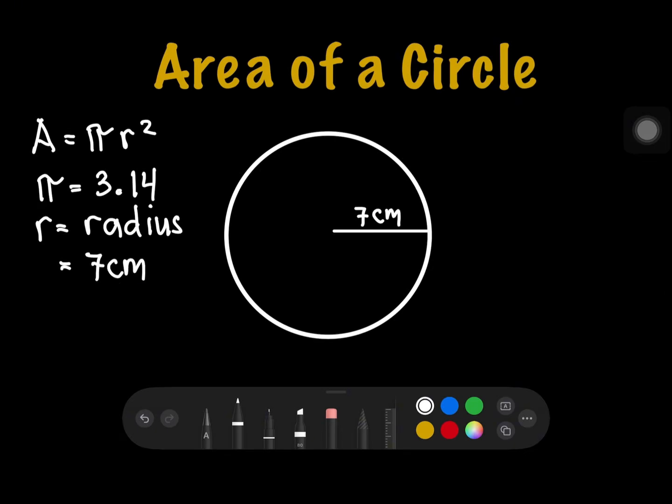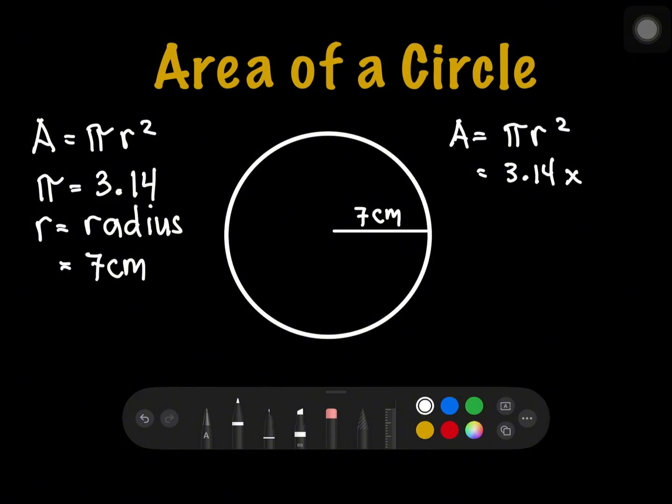And then by substituting in the formula, area is equal to pi r squared. So pi, let's substitute it by 3.14, multiplied by r, which is 7, so 7 squared. So 3.14 times 7 squared, which is 49. That means 7 times 7.